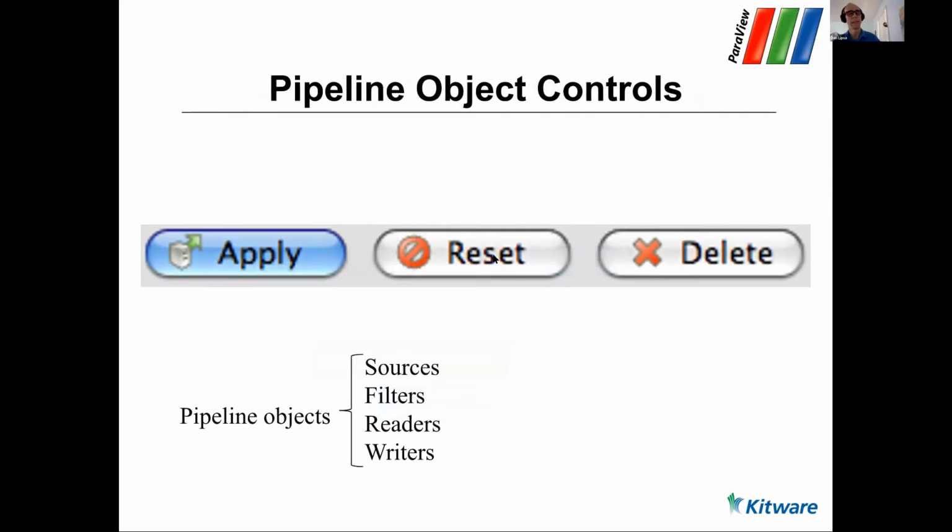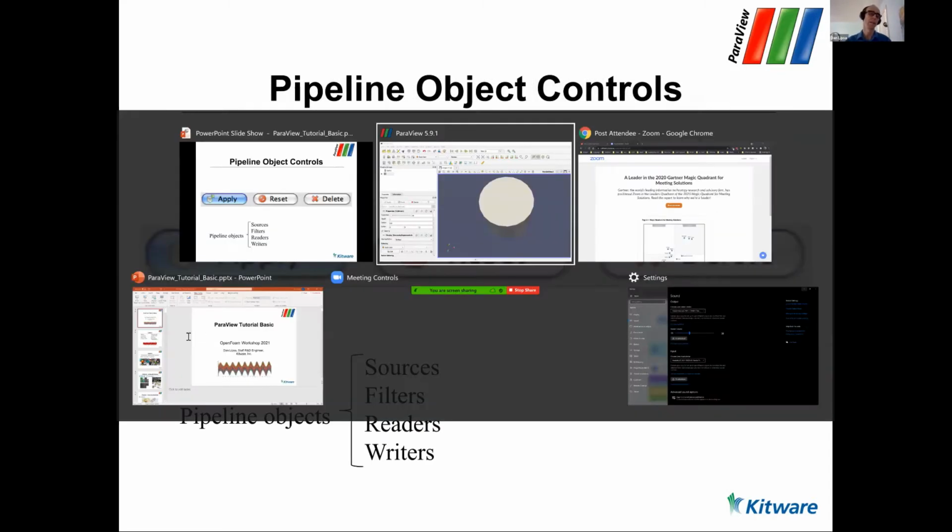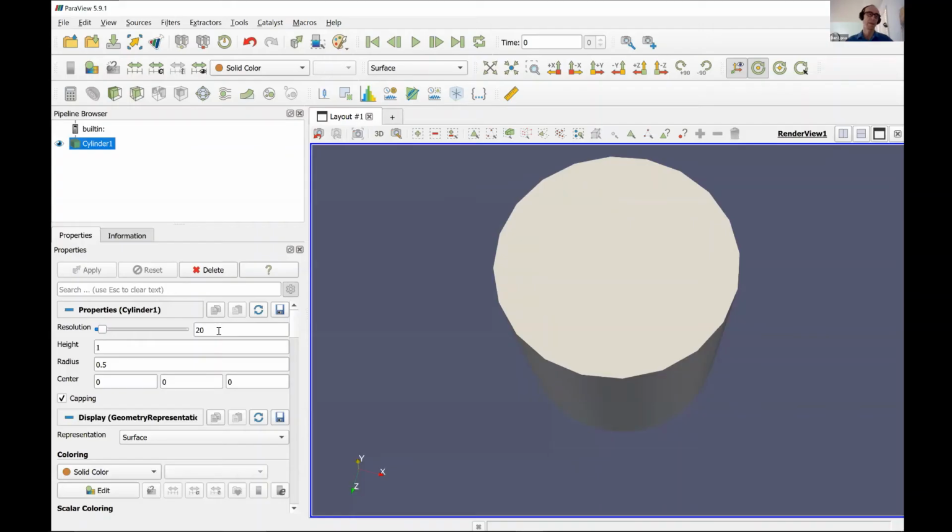So you've seen after I changed the resolution, let's move it back to 6, the apply button was highlighted. So the change is only applied, executed, when we press the apply button. If we change our mind, we can press reset. So 36, apply. That makes a round cylinder.